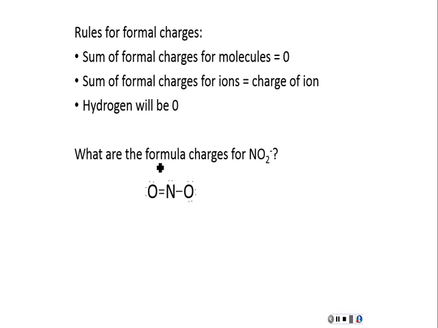Now these are the rules for formal charges. The sum of the formal charges for molecules will be 0. The sum of the formal charges for ions is whatever the charge of the ion is. And hydrogen will always be given a charge of 0. So how about if you try to find the formal charges for NO2 minus? Now you want to pause, maybe try this on a piece of paper, and then you can go back and see the answer.